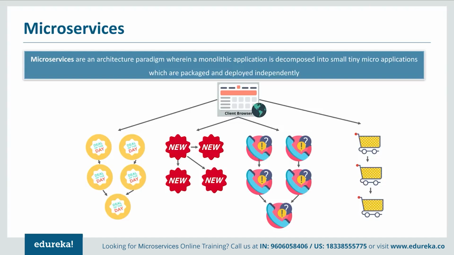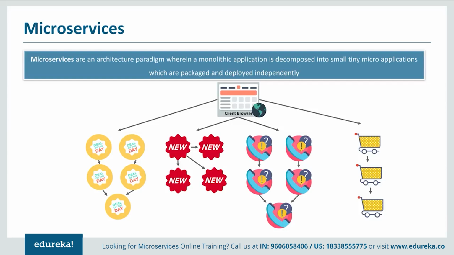Microservices are basically an architecture wherein a monolithic application is decomposed into small and micro applications which were packaged and deployed independently. Consider your shopping cart application for reference again. Imagine now that developers of this application have shifted its framework from a monolithic to a microservice architecture. So this is how the architecture looks like now.